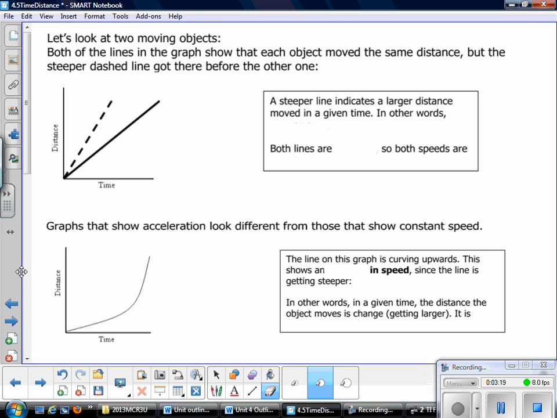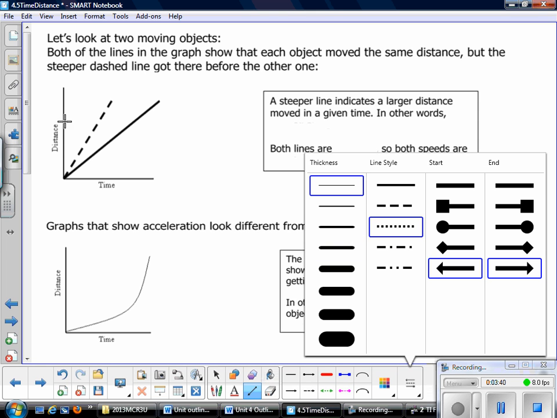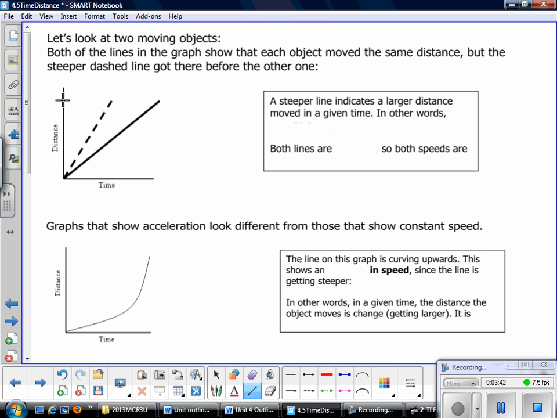Now, when we go to the next one, let's take a look here. I'm asking you, let's look at two moving objects. So here's object 1 and 2. Both of the lines in the graph show that each object moved the same distance because, if I draw a line here, you can see that they both reach the same height, the same distance.